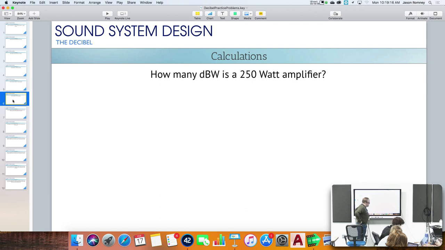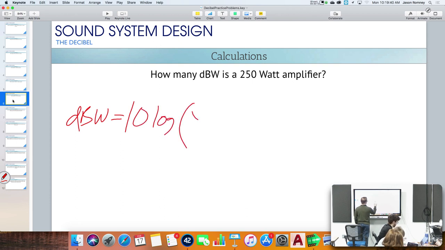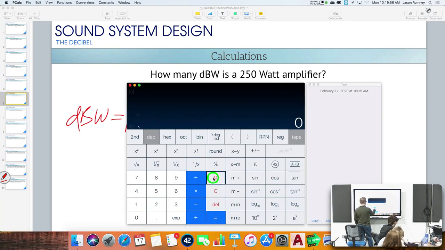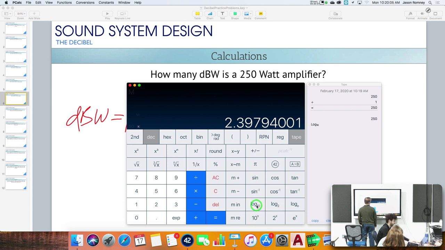Okay, how many dBW is a 250 watt amplifier? dBW is a little bit different game, isn't it? The W is for 1 watt, so it's kind of the same question. Any value of dBW could be derived by saying 10 times the log of x divided by 1. In this case, x is 250. So what's 10 times the log of 250 divided by 1? Log, times 10. Yeah, 24 dBW, basically.